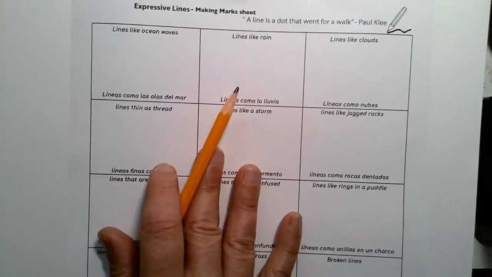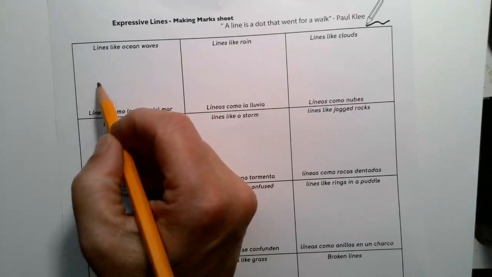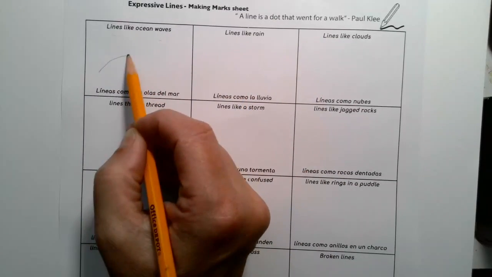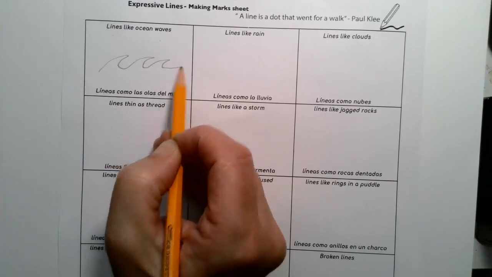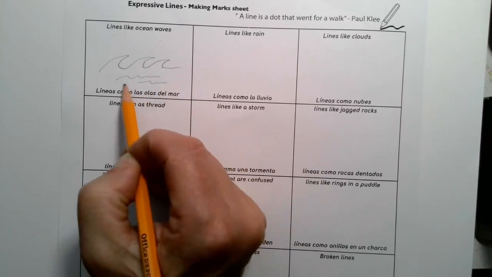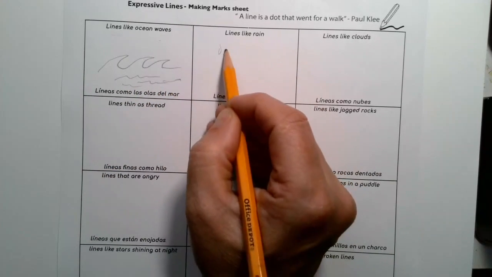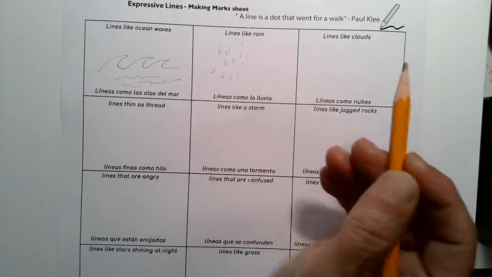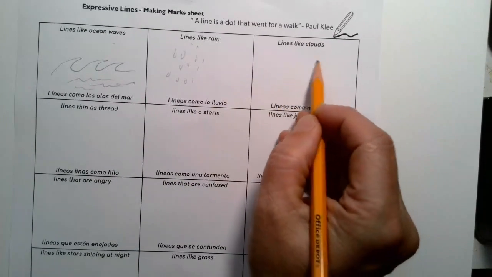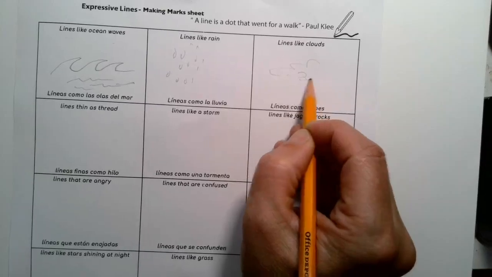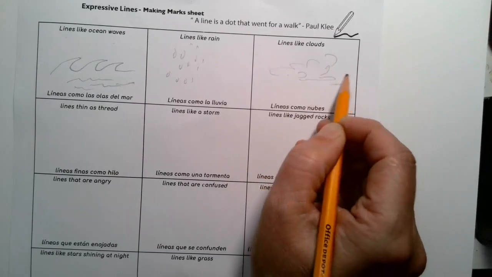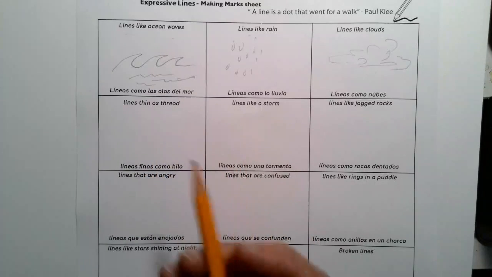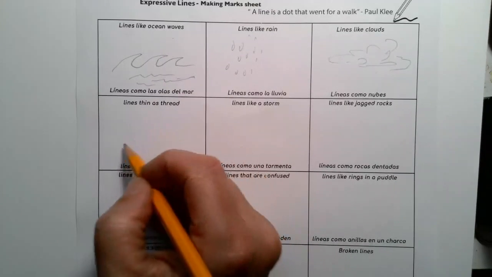So pretty much what you're going to be doing is thinking about lines and drawing lines that reflect the prompt at the top. If I were to do ocean lines, I might do lines like this. I could do ones to show the water down below. Lines like rain, I could make them sort of raining down. Lines like clouds, think about what a cloud looks like, sort of light and fluffy. So you could do lines like that. And it's not necessarily about creating a picture, it's about getting different types of line.